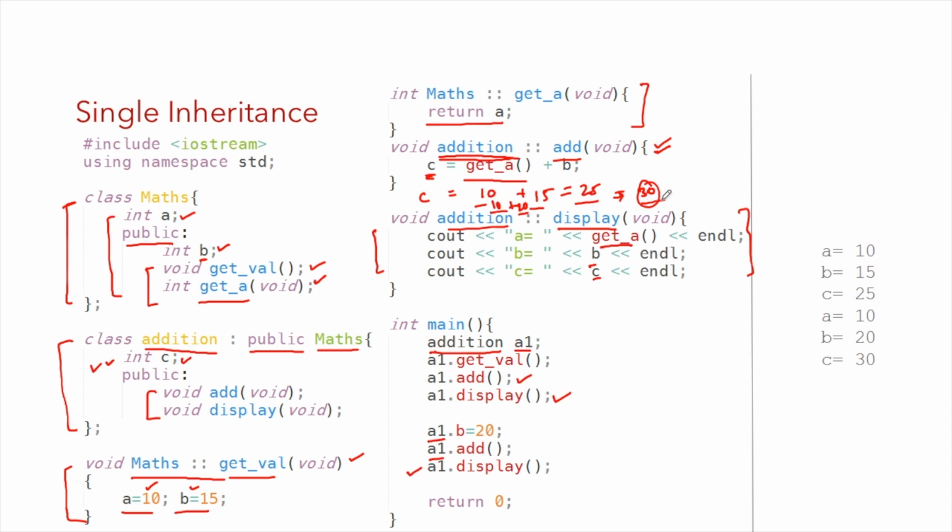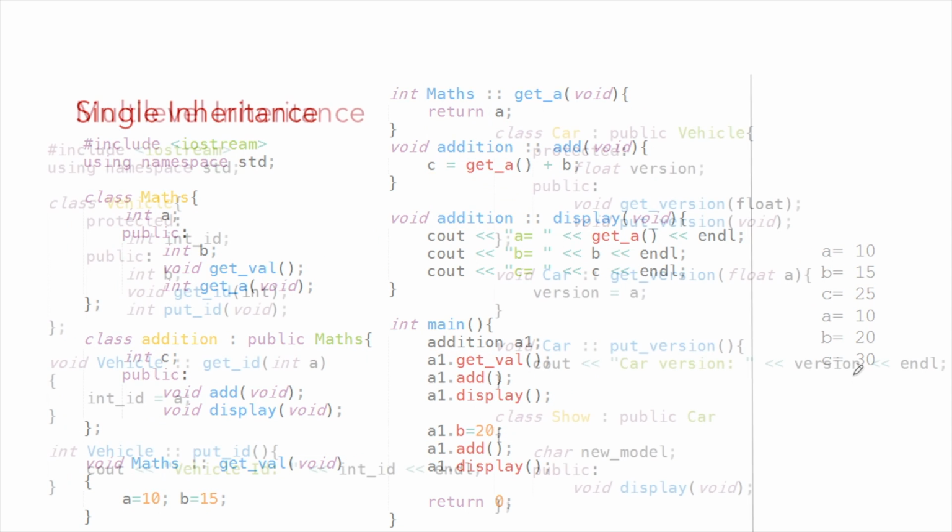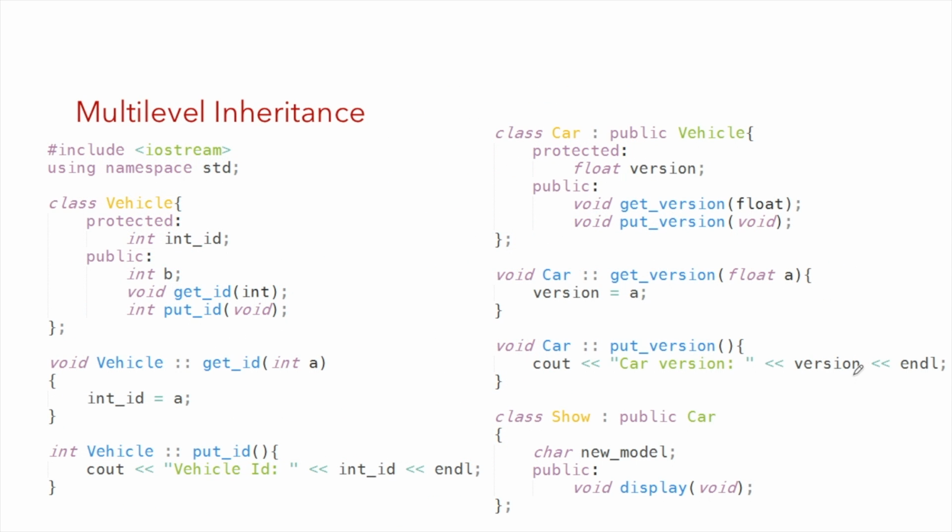So here is the output. Once this call is made, this part will be printed, and when we have updated the value to 20, once this call is made, this part will be printed. So this was single inheritance, which was very easy to understand. Now let us move on to multi-level inheritance.